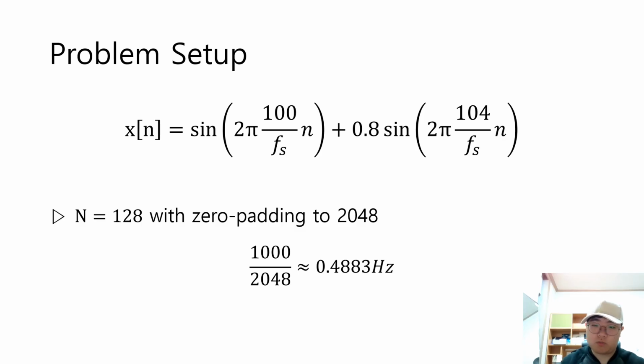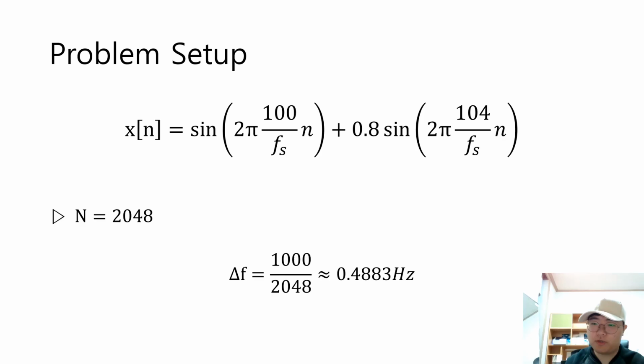Next, we can apply zero padding to increase the FFT length to 2048. Now, the frequency grid spacing becomes about 0.49 Hz, so the spectrum looks much smoother. However, the number of actual samples is still 128, and no new information is added, so zero padding only interpolates the spectrum and does not improve true frequency resolution.